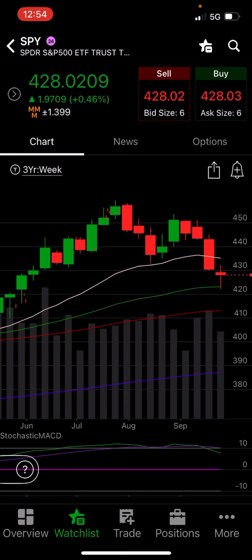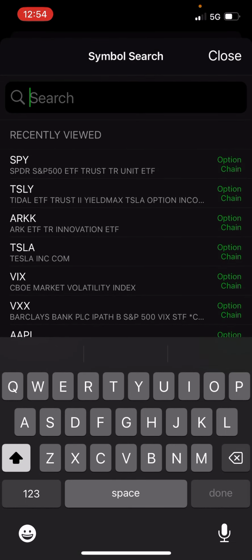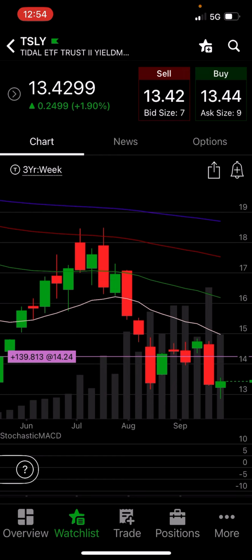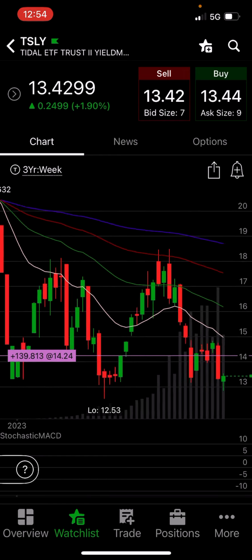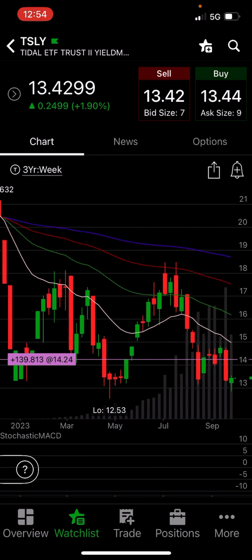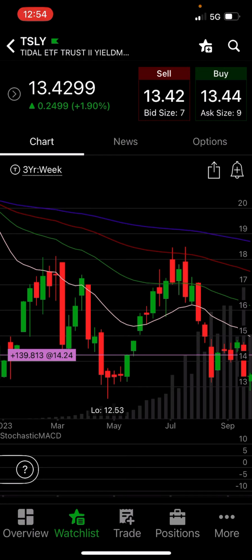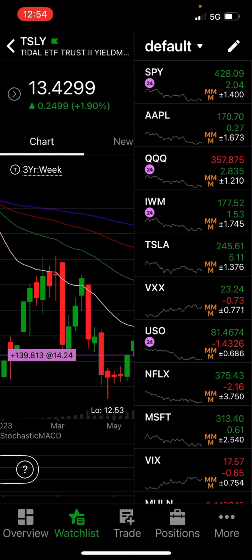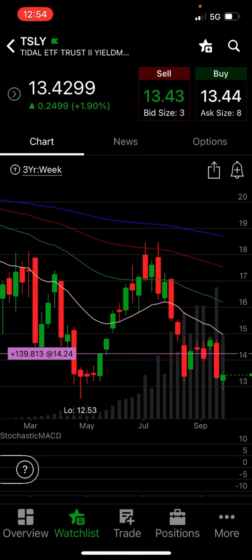Now let's look at TSLY. And another reason why I purchased more yesterday and a little bit more today. As you see here on TSLY, we have a low there back in May at 12.53. Now, as you see here, we're getting near that point. Oftentimes, a double bottom will appear, and you can get a bounce from there.